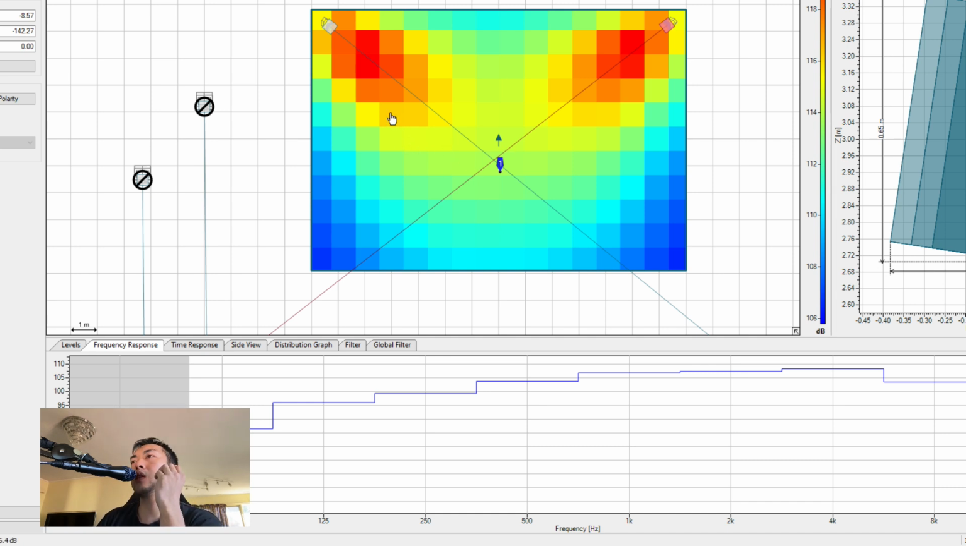Now, you can see here, that's a very even coverage of the room.